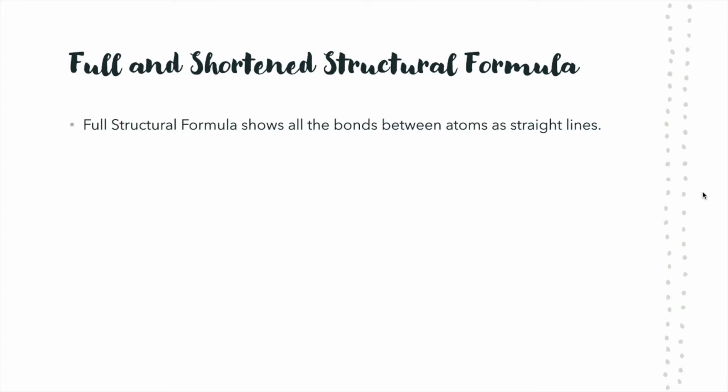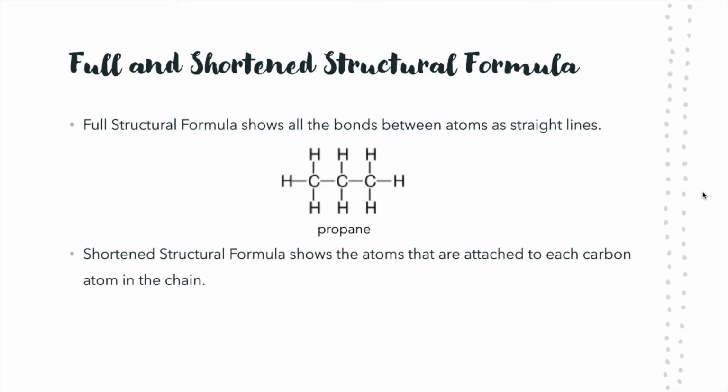So full structural formula shows all the bonds between atoms as straight lines. So for example, this is propane, and you can see all 3 carbon atoms attached to all 8 of the hydrogen atoms involved. Our shortened structural formula, on the other hand, will show the atoms that are attached to each carbon atom in the chain.